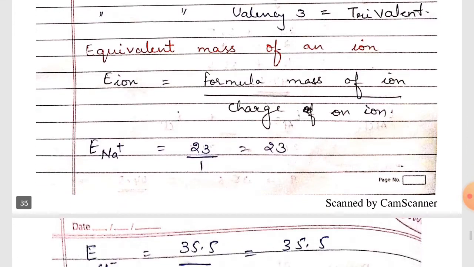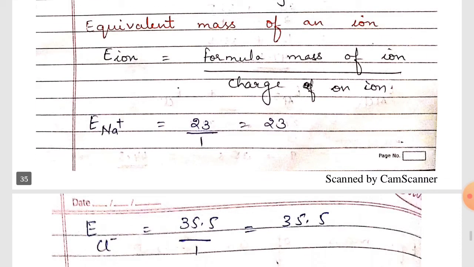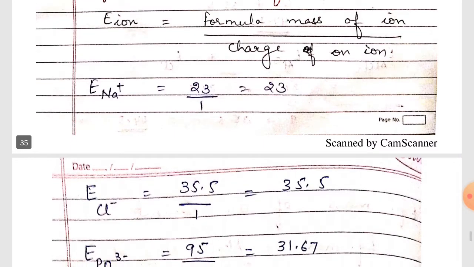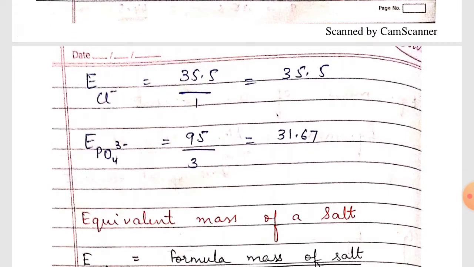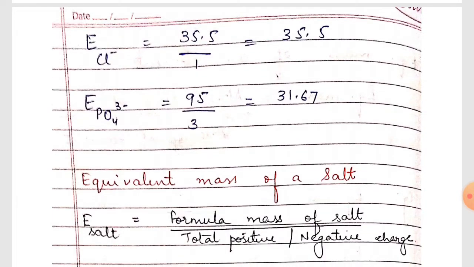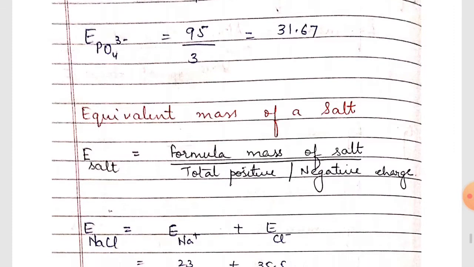How to find the equivalent mass of an ion? Equivalent mass of an ion is formula mass of ion upon charge on ion. So Na plus has formula mass 23 and charge 1, so 23 by 1 is 23. Cl minus, 35.5 divided by 1, which is 35.5. Phosphate, 95 divided by charge 3 minus, so 3, so 31.67.